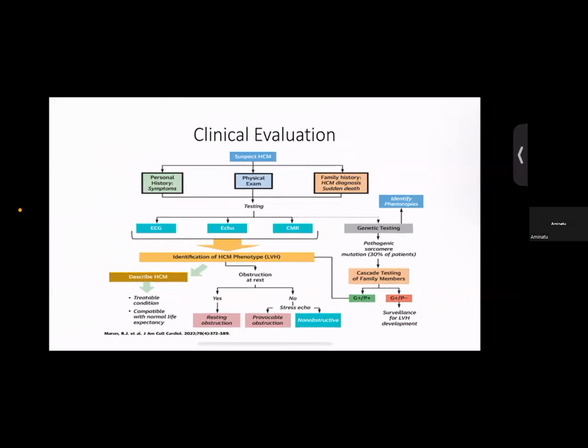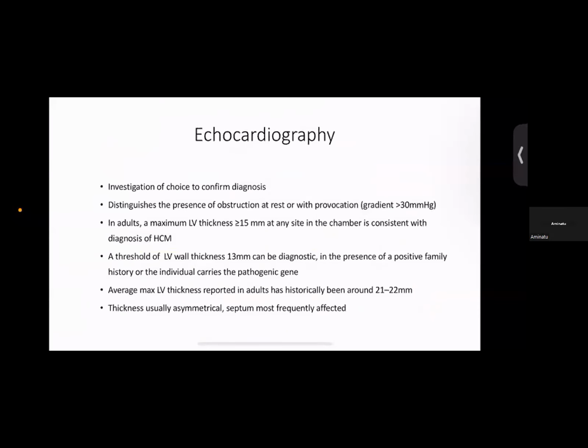Echocardiography is one of the non-invasive tests that is done, and it is the investigation of choice to confirm diagnosis. It distinguishes the presence of obstruction at rest or with provocation, a gradient of more than 30 millimeters of mercury. In adults, a maximum LV thickness of more than 15 millimeters at any site in the chamber is consistent with diagnosis of HCM. But if this patient has a positive family history, or carries the pathogenic gene, then a lower thickness is diagnostic.